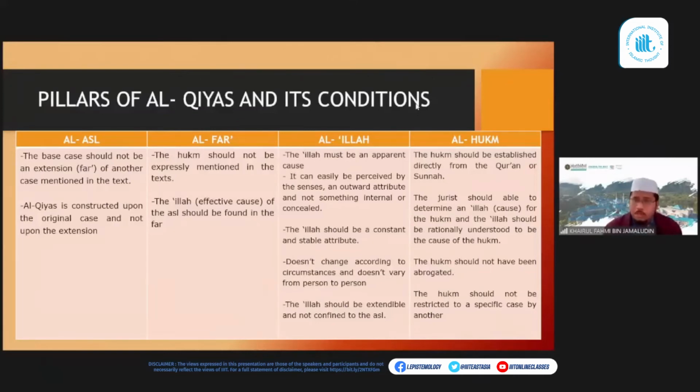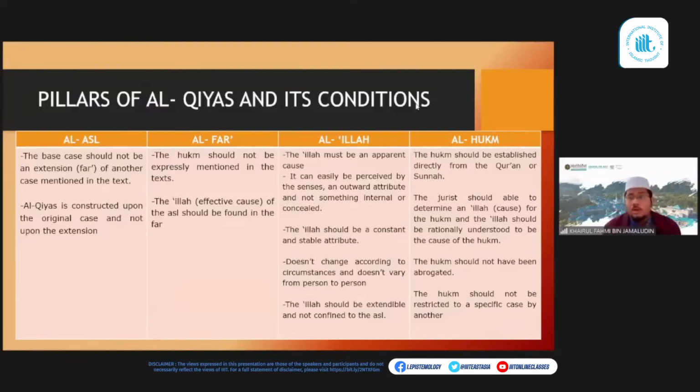Should be stable and constant. Number four, it doesn't change. Illah does not change according to circumstances and doesn't vary from one person to another. If it changes according to circumstances or different persons, then it is not a good illah. And number five, illah should be extendable. This illah can be extended to other cases, and it is not confined to the asal, the original case.